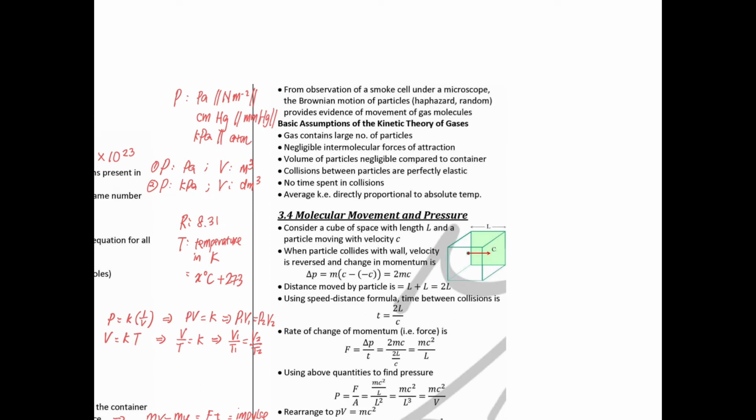Okay, next point on the right. From observation of a smoke cell under a microscope, the Brownian motion of particles, which is haphazard, random, provides evidence of movement of gas molecules. Okay, so what kind of situation is this? Brownian motion. A quick revision.